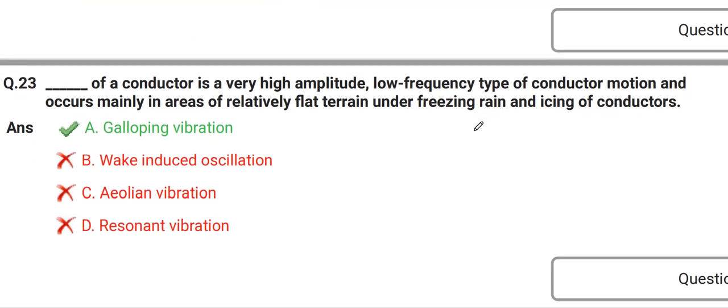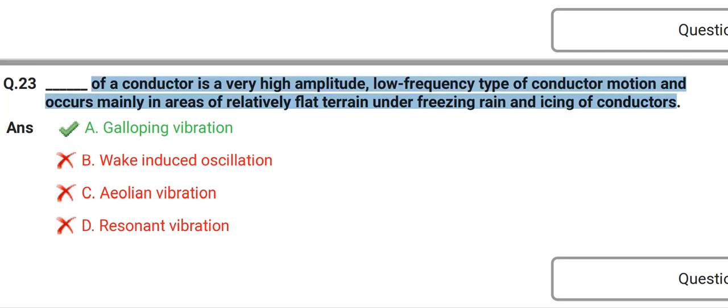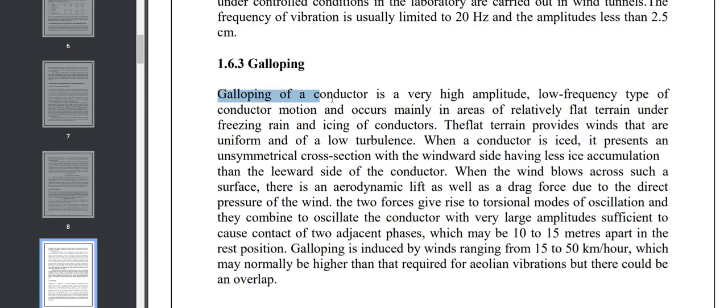Dash of a conductor is a very high amplitude, low frequency type of conductor motion and occurs mainly in areas of relatively flat terrain under freezing rain and icing of conductors. So you know the answer for this type of question, you can read this. Okay, I'm showing you. Galloping of a conductor is a very high amplitude, low frequency type of conductor motion and occurs mainly in areas of relatively flat terrain under freezing rain and icing of conductors.